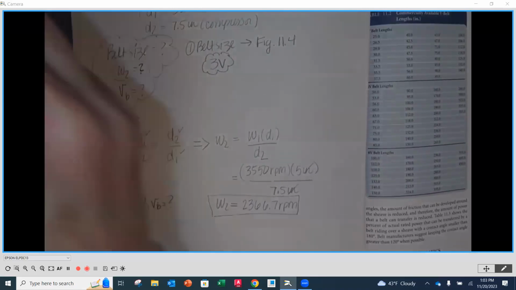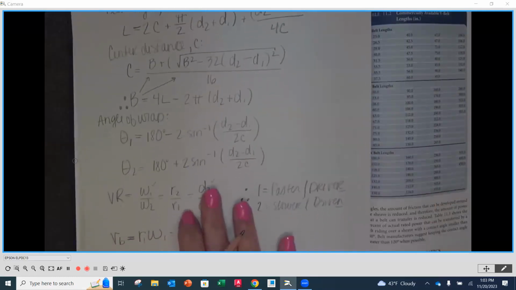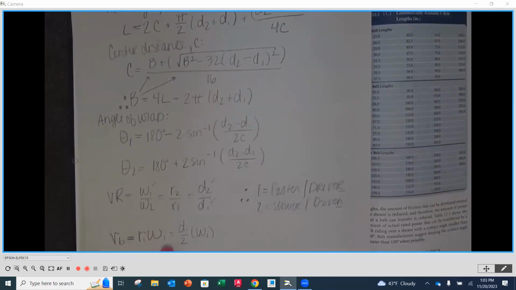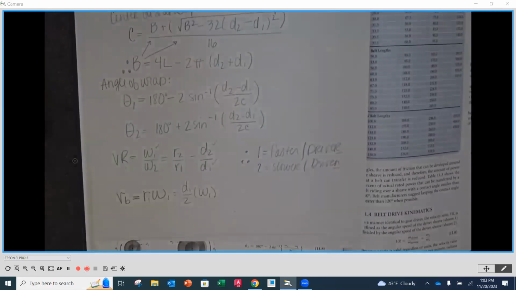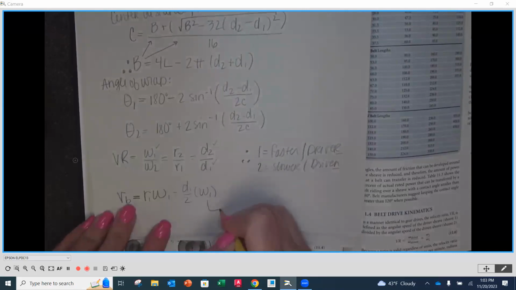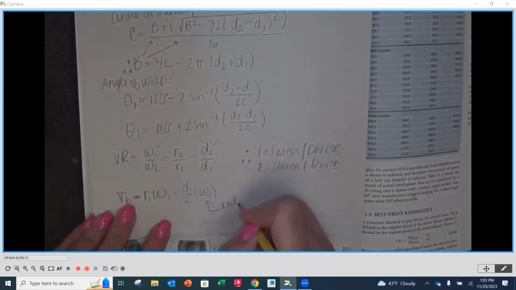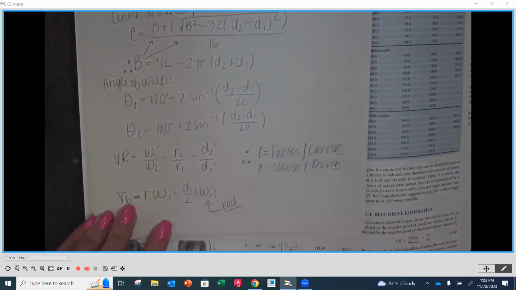So we go back to our equations. Is there an equation that has VB in it? Yeah, right, all the way at the bottom here, this one. Now something to note about this, and it's something we want to add here, is that our W's cannot be in RPM in this, just like they couldn't be when we did our gear stuff. So our W's here have to be in radians per second, or whatever we want them to be in.